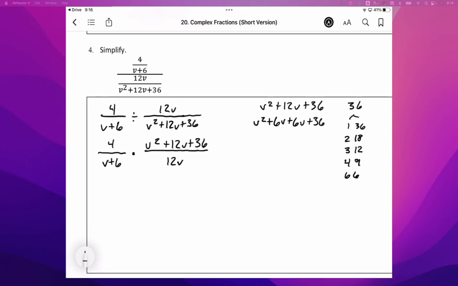On the left, we can factor out a v. On the right, we can factor out a 6. They both have a v plus 6, so we can factor that out now. So we get v plus 6 times v plus 6. So we'll replace that in here.